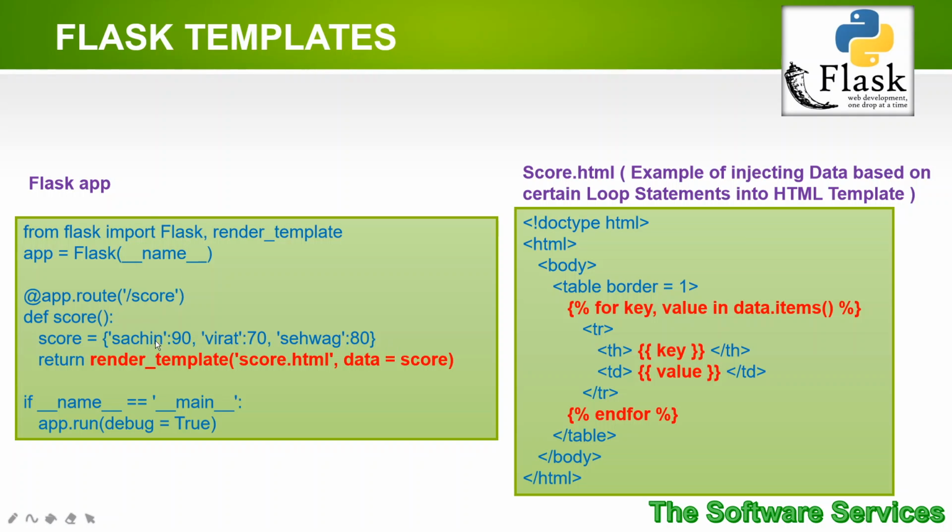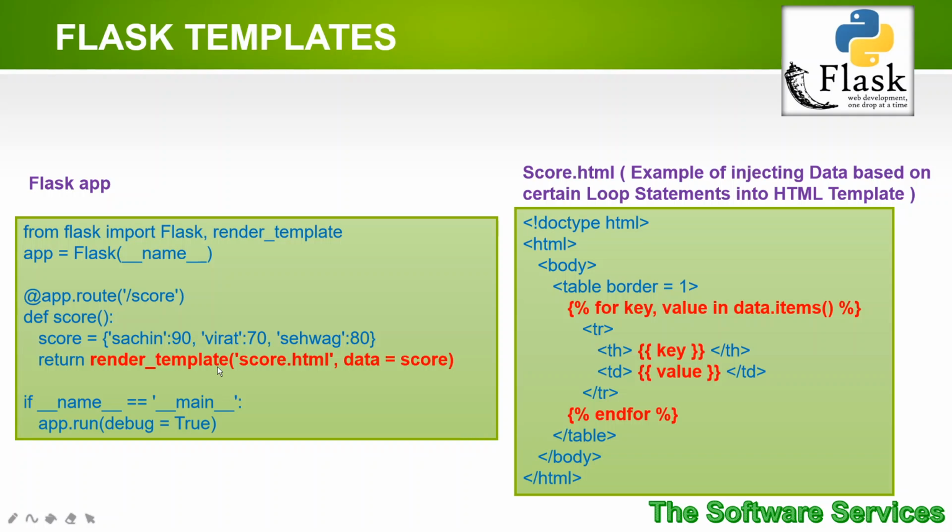So this is a collection data type in which the data is stored in the form of key value pairs. So the score is equal to Sachin. Sachin is the key here. Value is 90. Virat is the key here. 70 is the value. Sehwag is the key here. 80 is the value. That means Sachin 90, Virat 70, Sehwag 80. So the scores are arranged in the collection form. Okay, and then we are sending this dictionary data into the score.html template using the render template method.